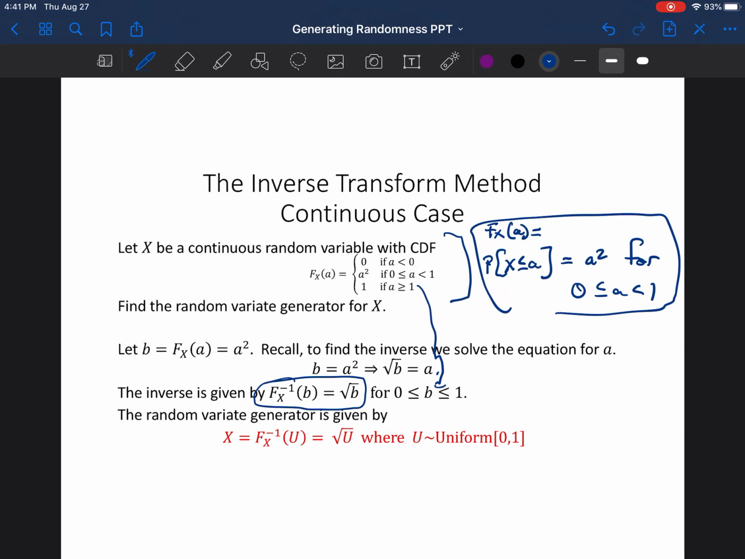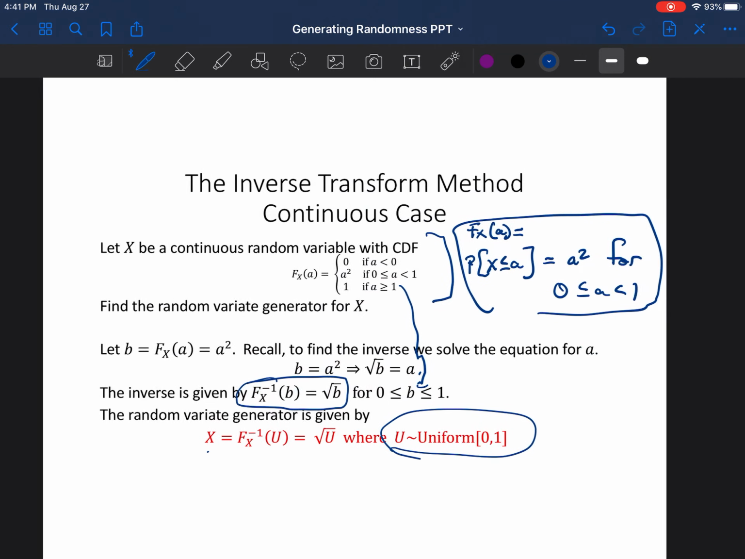But fortunately, when you substitute in the square root of b for a here, you have to square both sides, 0 and 1. You would get back 0 less than or equal to b less than or equal to 1. And so the random variable generator for such a random variable is just x is equal to the square root of u, where u is a uniform 0, 1. In other words, a random number.